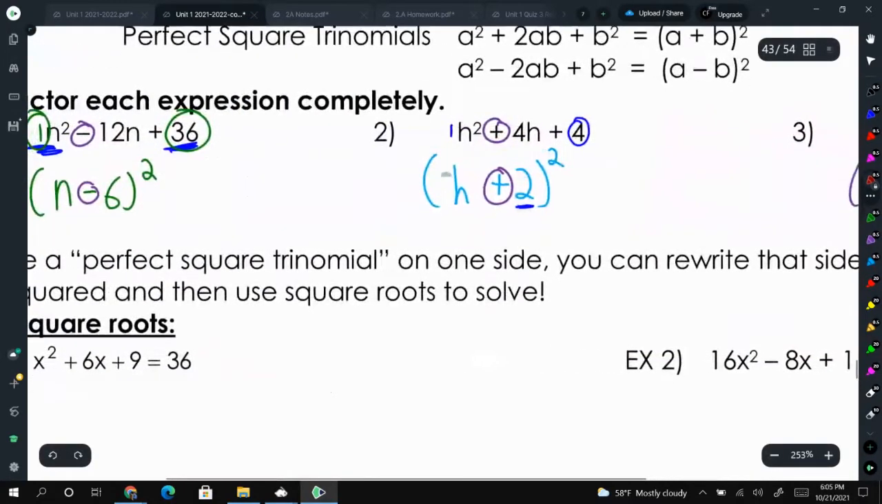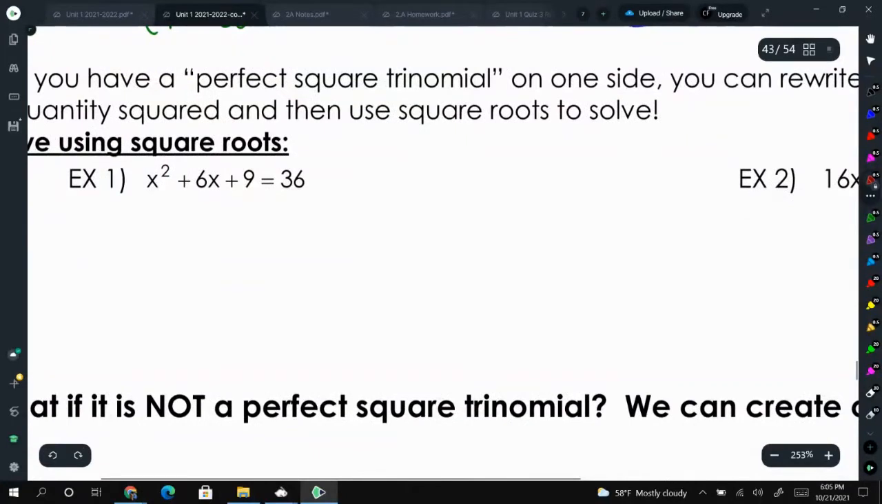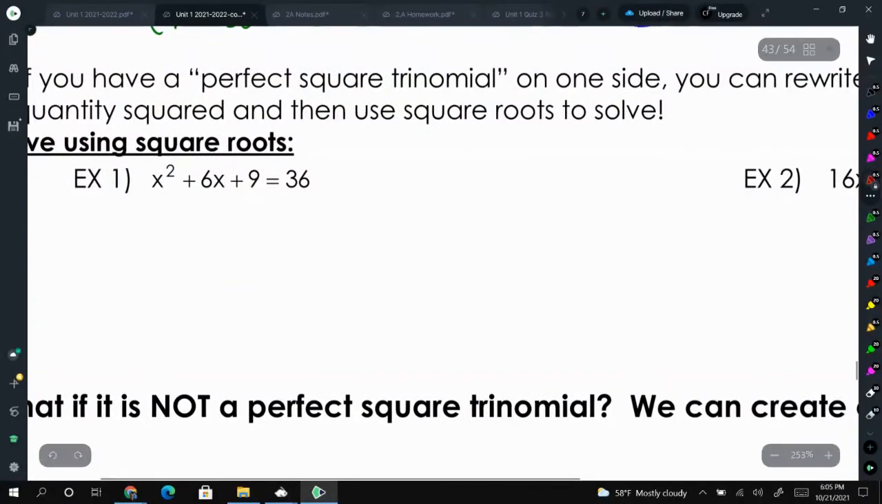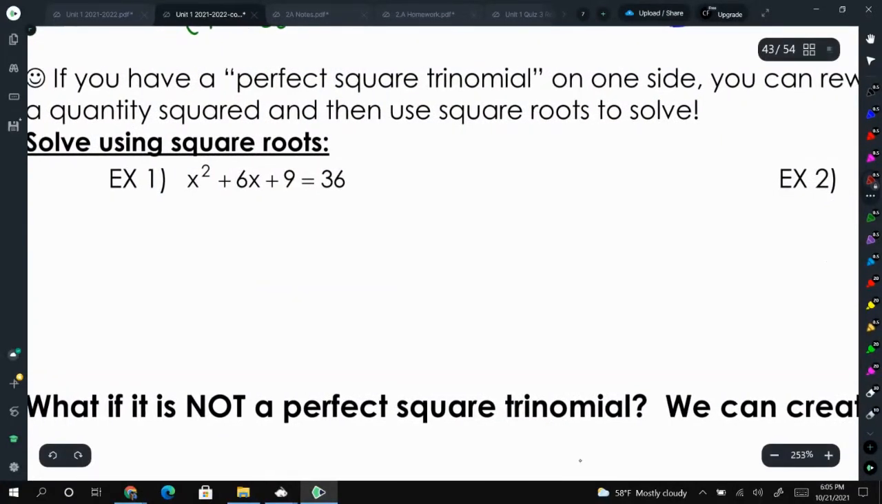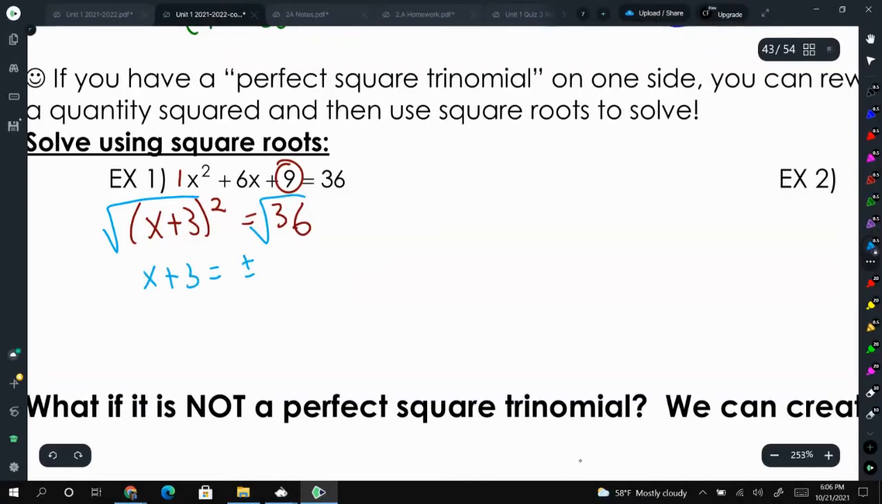So now down here, we're going to solve using this. We have our a value 1, our c value is 9, so that's a perfect square trinomial, and we can write that as x plus 3 squared, and that's going to equal 36. Then we're going to square root both sides, and we get x plus 3 equals plus or minus 6. Because remember, the second power and the square cancel off.